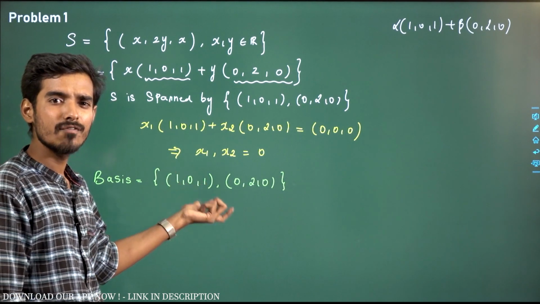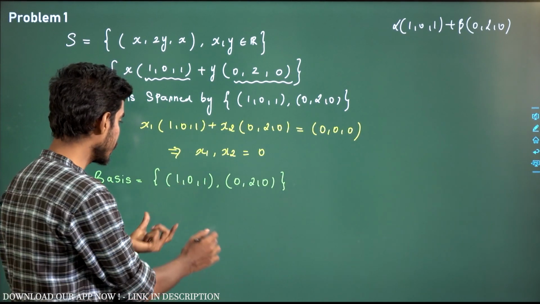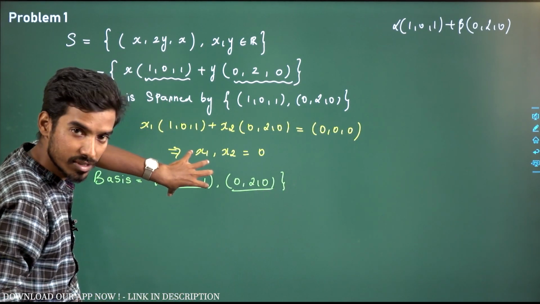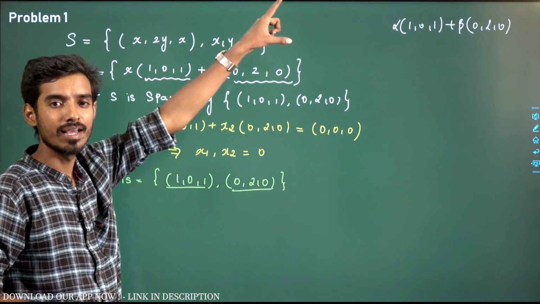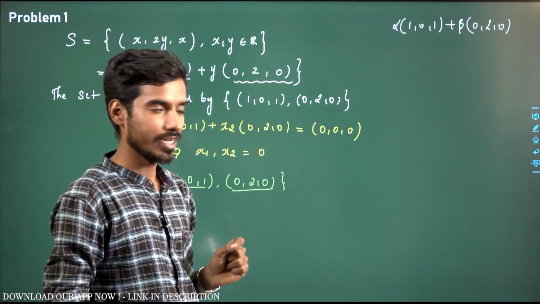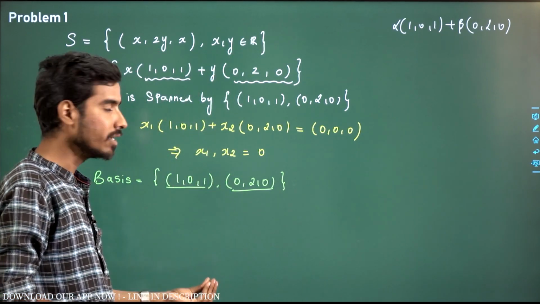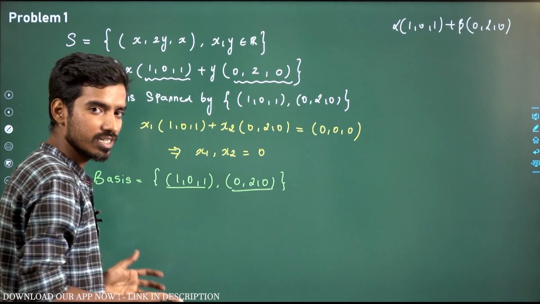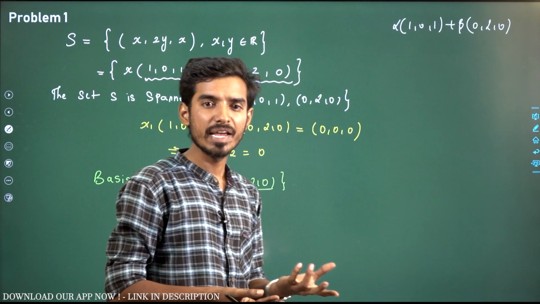Dimension is nothing but the number of elements in the basis. So there are two elements, 1 and 2. You need to count this as one element and this as one element, because our vector space is R3. So what is the dimension? Dimension is the number of elements in the basis, right?